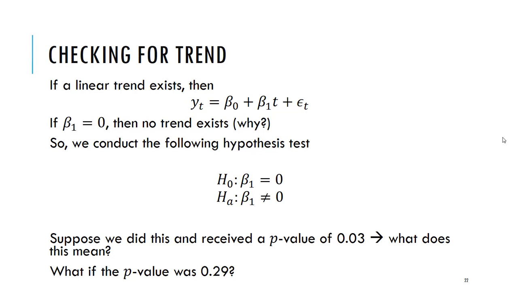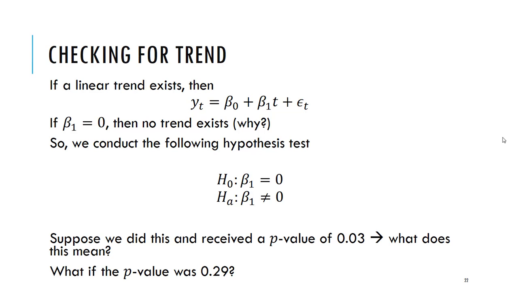So we conduct the following hypothesis test, just like we did in the last unit. H sub 0: beta sub 1 equals 0. The alternative: beta sub 1 is not equal to 0. So suppose we did this hypothesis test, which we could do by running a simple linear regression and looking at the p-value on the coefficient for that variable, and received a p-value of 0.03. What does this mean?